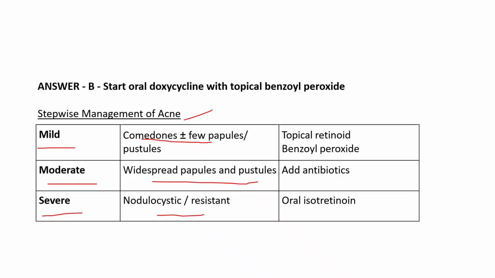So for the mild variety, which is only a few comedones or a few papules, you can start topical retinoid, benzoyl peroxide, topical antibiotic as well. For moderate, you can have antibiotics, maybe initially topical, and then you can go on to give oral antibiotics if it's not responding. You may have to give it for a considerable amount of time, say for example 3 months, to see if it's actually responding to the antibiotic before you go in for the next line of management. Or if it's nodular cystic, you can start giving oral isotretinoin.